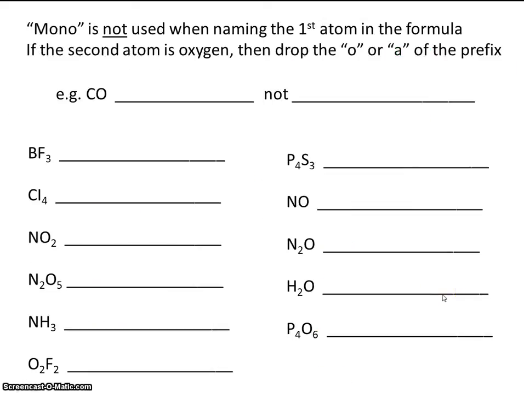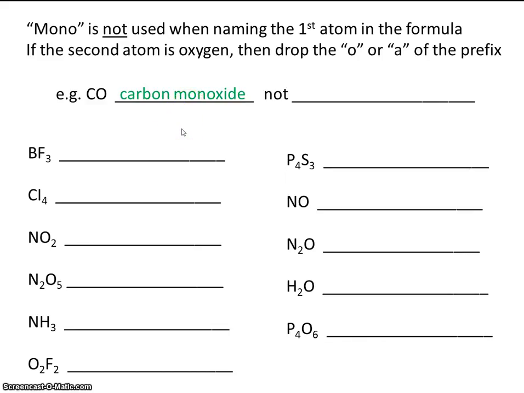Okay, here's another fairly simple rule. The word mono is not used when naming the first atom in the formula. Also, if the second atom is oxygen, then we drop the O or the A of the prefix. Here's what I mean. Do you know what the name of this is? You probably already recognize this compound as carbon monoxide. And you probably knew how to say it correctly.